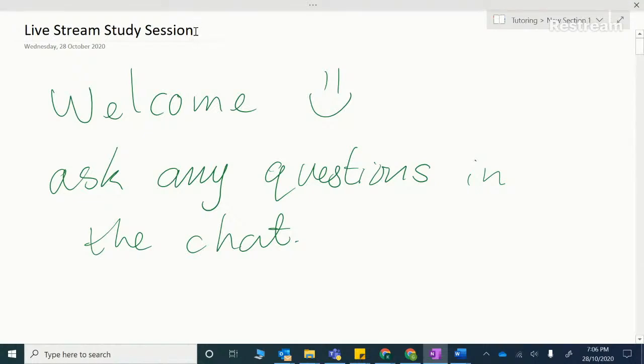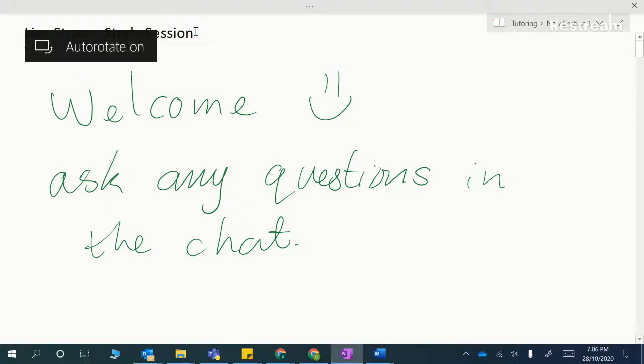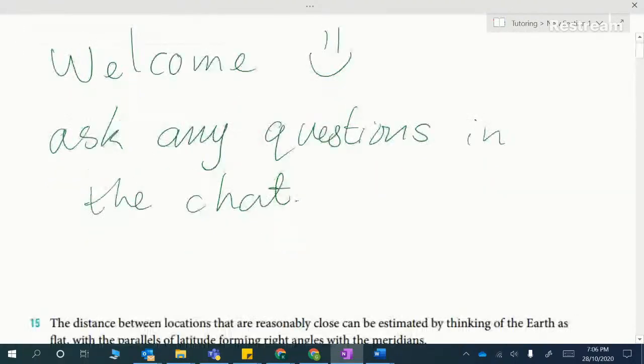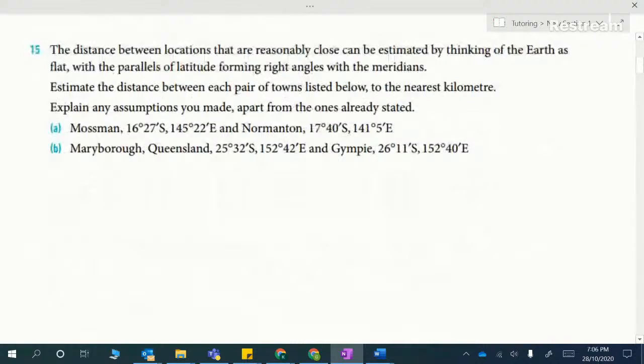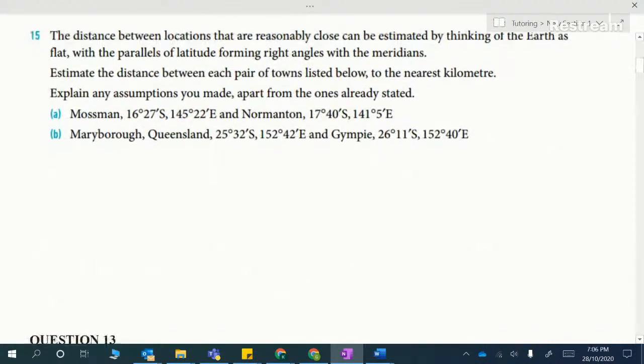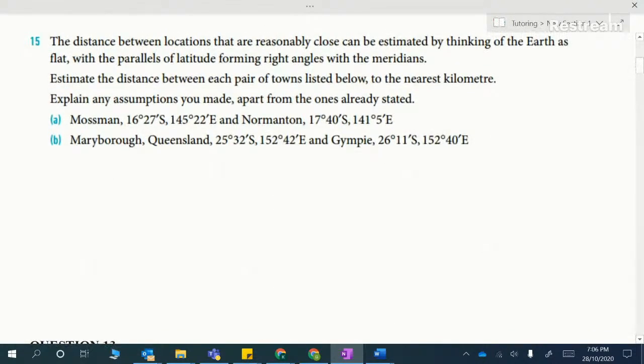Alrighty. Okay, let's get started. One of the first requests I had was this one, from the Pearson textbook. Now, I don't love it as a question because this method that they're proposing is not a valid way of getting an accurate answer. But it conceivably could be a complex, unfamiliar question. So let's give it a go.